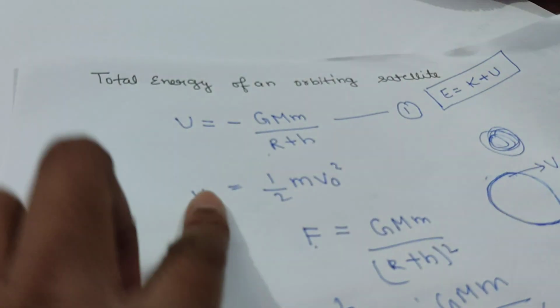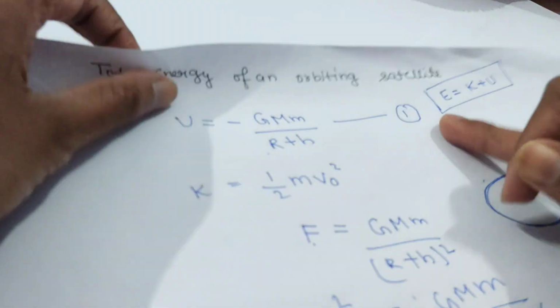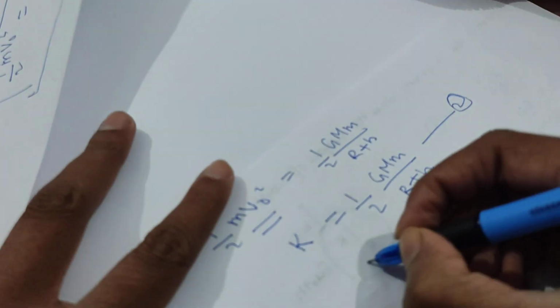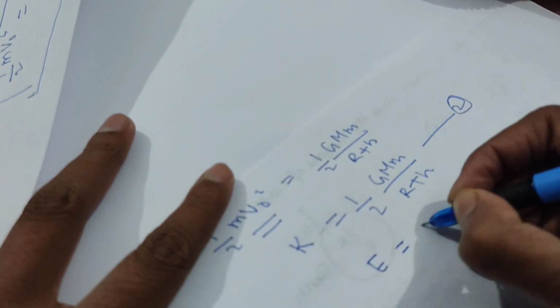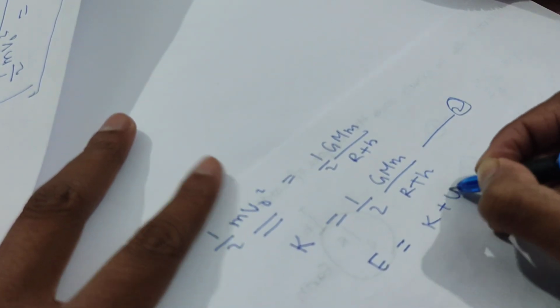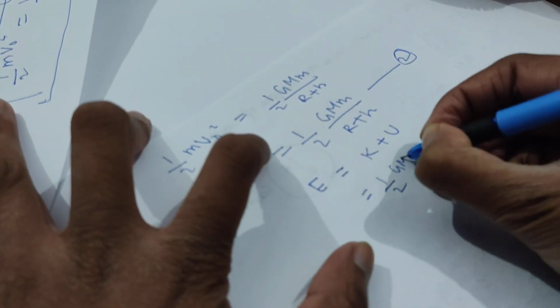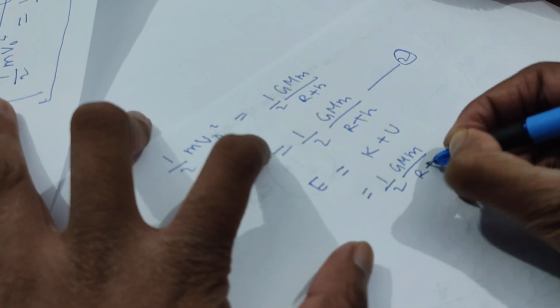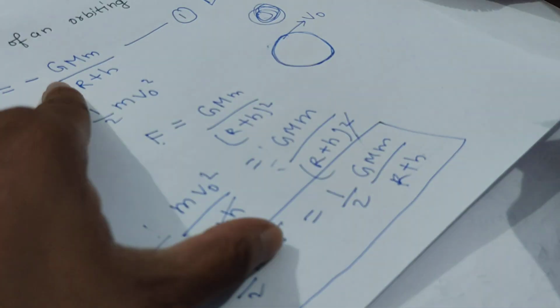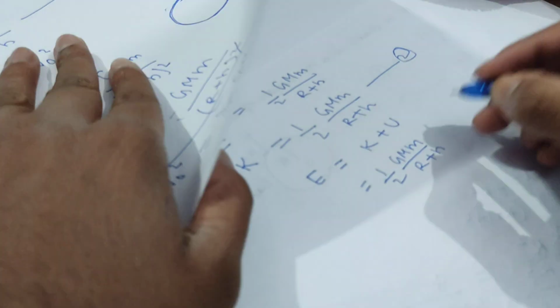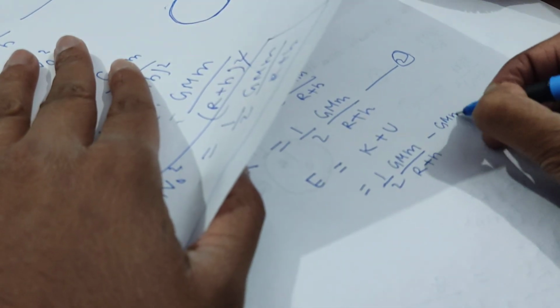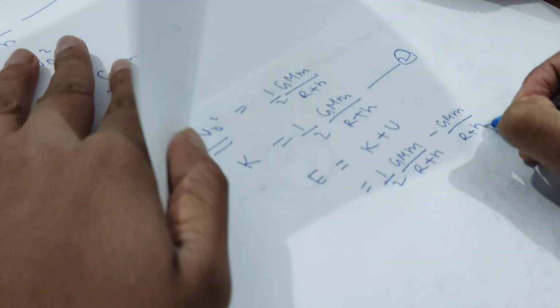So we had equation 1 and equation 2. Now the total energy is the kinetic energy plus the potential energy. We know the kinetic energy is half GMm by (r plus h), and the potential energy is minus GMm by (r plus h).